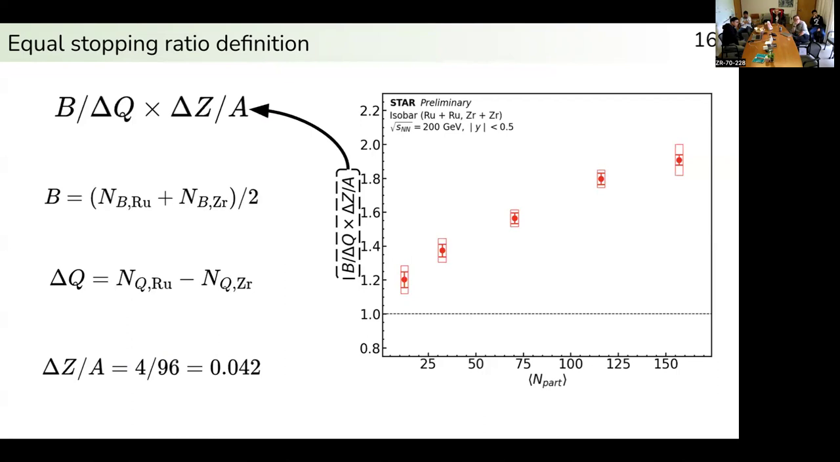Then I don't understand. You are colliding zirconium with zirconium, right? Yes. Not rubidium with zirconium. So why? Yes, absolutely. You take the difference between two different isotopes. We have different charges. What? The two isobars have different charges.